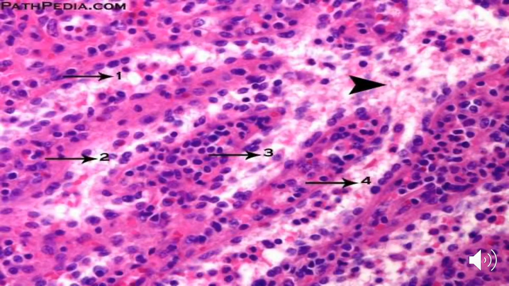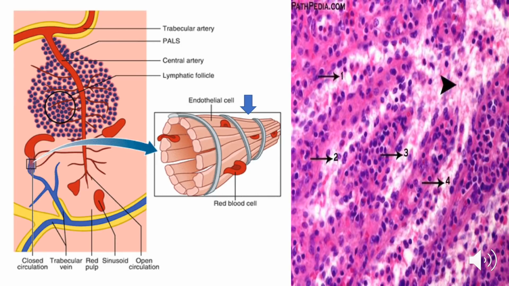This is another picture of the red pulp. The arrows 1, 2, and 3 are all pointing to the splenic sinuses where the red blood cells are supposed to flow through to go out of the spleen. And these splenic sinuses are separated by the Billroth cords or the splenic cords. Sinuses are vascular spaces, and since they are vascular spaces, they are lined by endothelial cells. The blue arrow is pointing to one of the sinuses in the spleen. As you can see, this sinus is lined by these long endothelial cells. These long endothelial cells are also called stave cells.